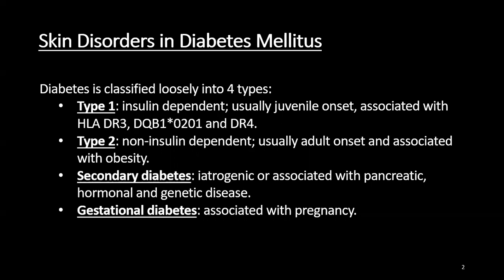Then the second type of diabetes, the more common one, is the non-insulin dependent diabetes, which occurs usually in adult age and is associated with obesity. The third kind of diabetes is the secondary diabetes that develops iatrogenically as a result of prolonged steroid therapy, or is associated with pancreatic hormonal disorders like Cushing syndrome and genetic diseases. Then the fourth type of diabetes is gestational diabetes, which develops in pregnancy.